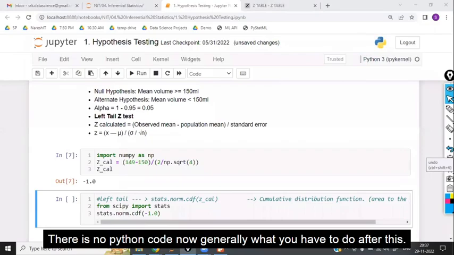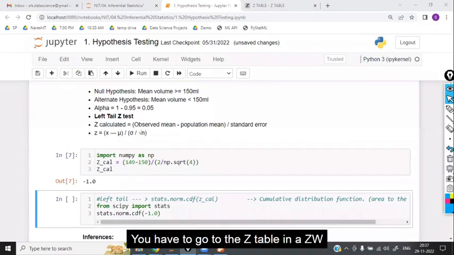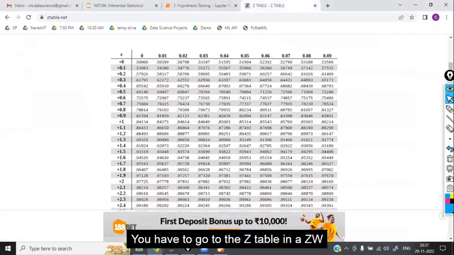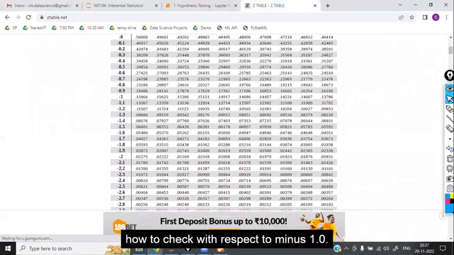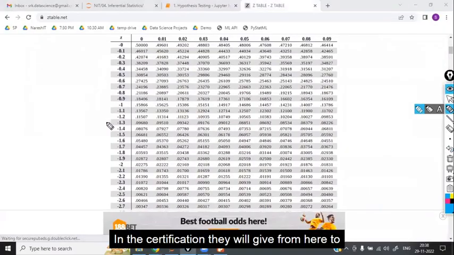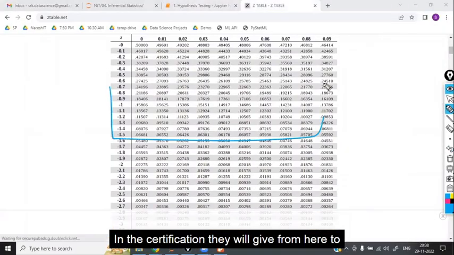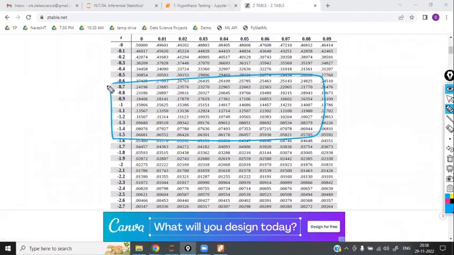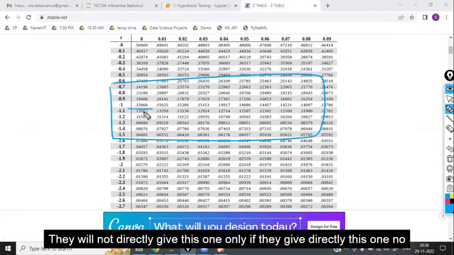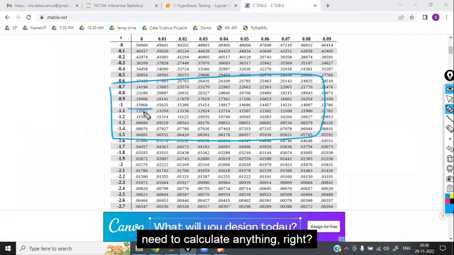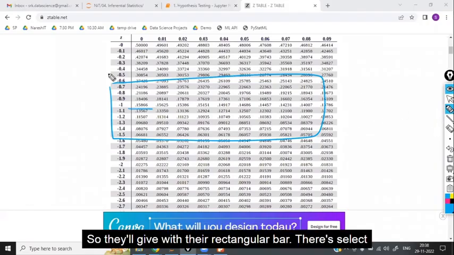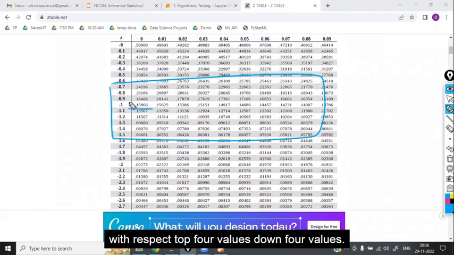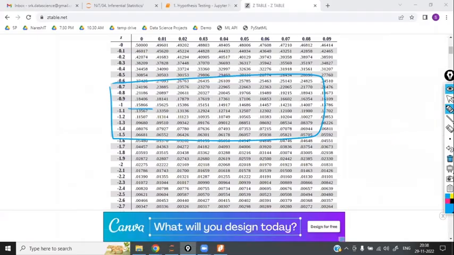Now, generally, what do you have to do after this? You have to go to the Z table. In the Z table, you have to check with respect to minus 1.0. In the certification, they will give this box from here to here. Inside that, one answer is yours. They will not directly give this one only. If they give it directly, no need to calculate anything, right? So they will give a rectangle, selecting top 4 values, down 4 values.